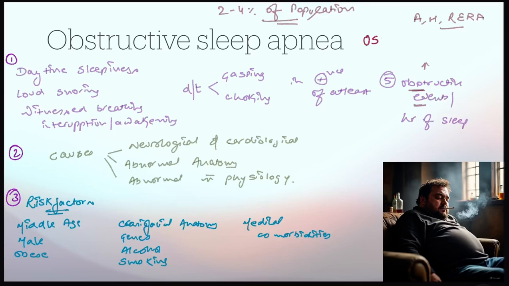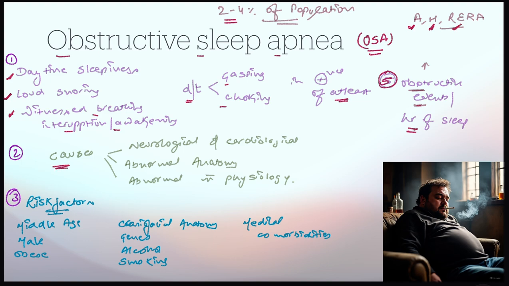Today we'll be learning about OSA, which is basically obstructive sleep apnea. It affects 2 to 4% of the population, and what it is, so basically it is daytime sleepiness along with loud snoring and witnessed breathing interruption or awakening due to gasping and choking in the presence of at least 5 such events, that is 5 obstructive events per hour of sleep. What are obstructive events? It can be apnea, hypopnea, or respiratory effort related arousals.